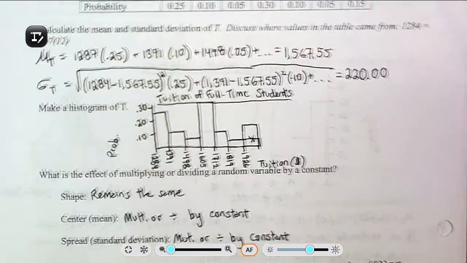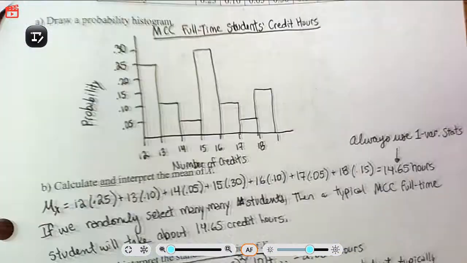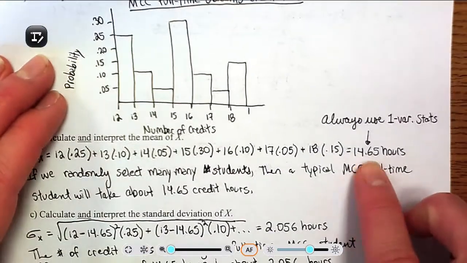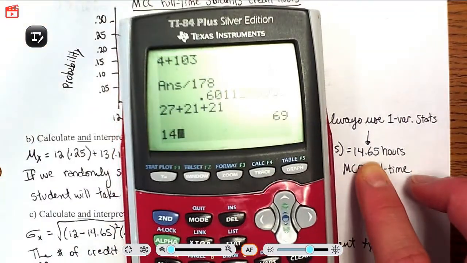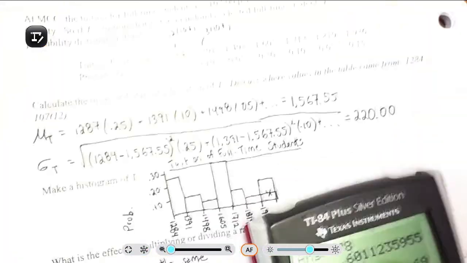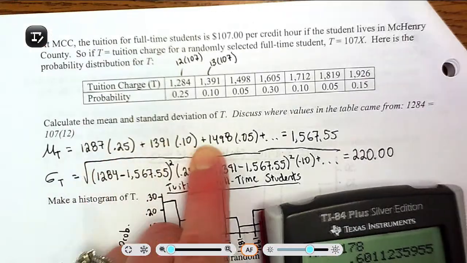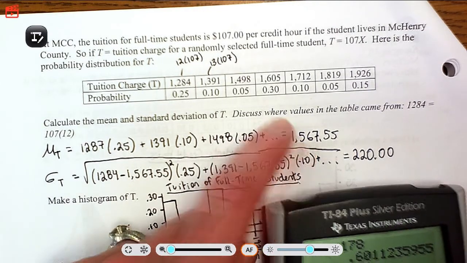Center, our center is now 1567. It was 14.65. If we took 14.65 times the 107 charge, we get 1567.55. So why would we ever do all this by hand if we can just simply take a mean and multiply it by the constant?